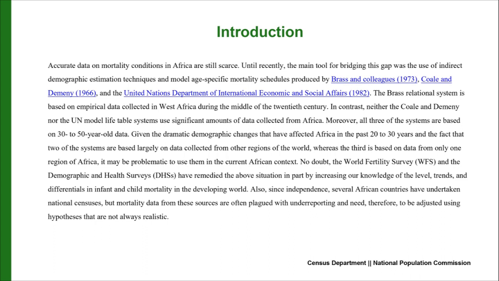The Brass relational system is based on empirical data collected in West Africa during the middle of the 20th century. In contrast, neither the Cole and Demeny nor the UN model life table systems use significant amounts of data collected from Africa. Moreover, all 3 of the systems are based on 30 to 50-year-old data.